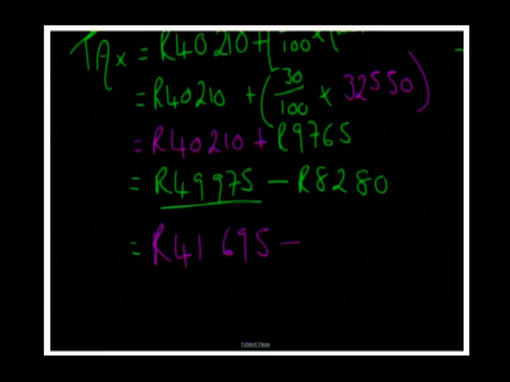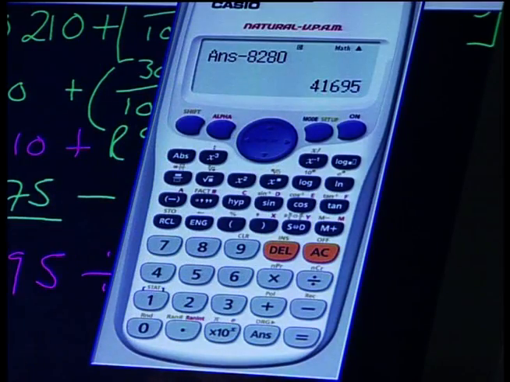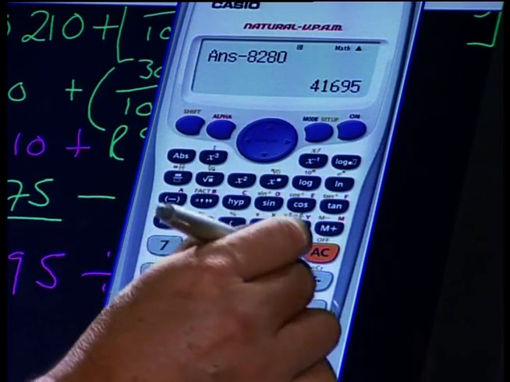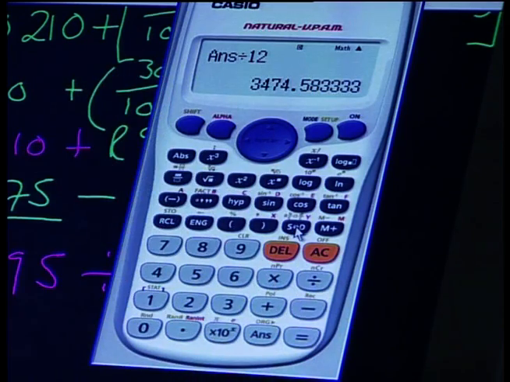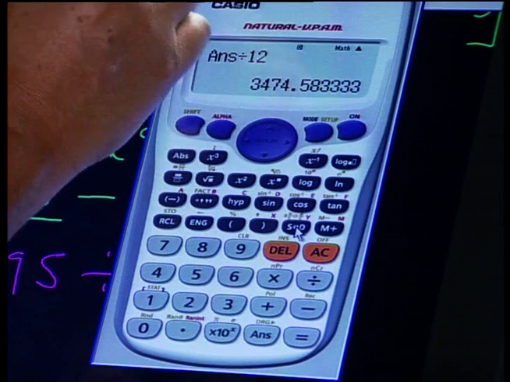41,695. In matric, and even in grade 11, we could take it a step further and say, what's his monthly tax that he's paying? Well, if that's what he's paying every year, to determine how much he's paying every month, we're going to just divide that by 12. So if we divide that by 12, I've got the 41,695, dividing it by 12, and my answer now works out to being 3,474 Rand.